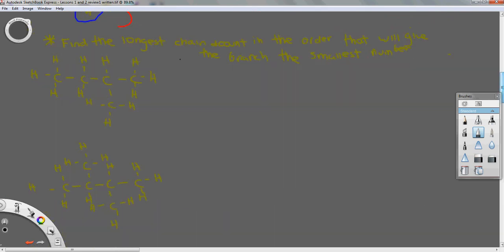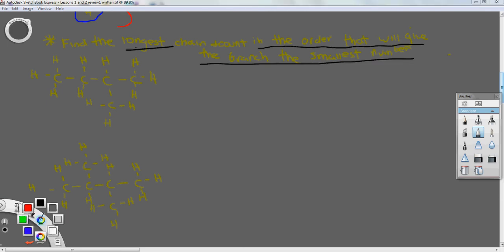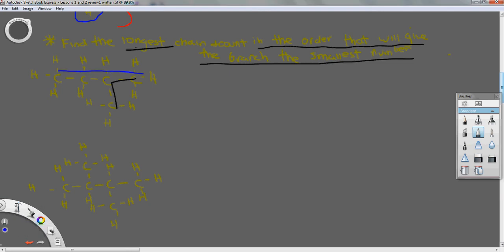Alrighty, so here I just rewrote that you want to find the longest chain, and this is very important, in an order that will give the branch the smallest number. So what does that mean? So let's do this next problem. Let's first find the longest branch. So is this the longest branch? No, because that only has 3 carbons, and it looks like there's a path that can give us 4 carbons. So this is the proper path because it's the longest.